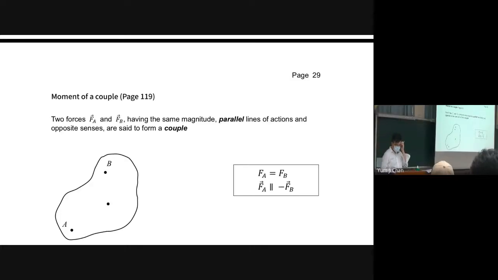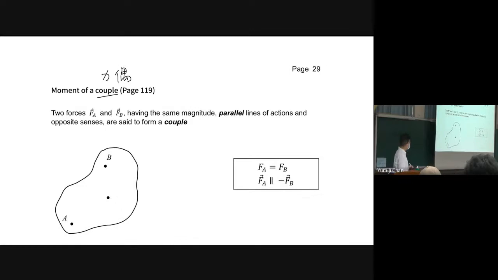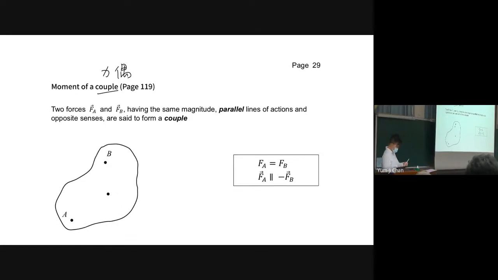We come to another concept called couple. If you want to know the Chinese, it is this one. Now, we begin with this one. We add a force B here, FB here.